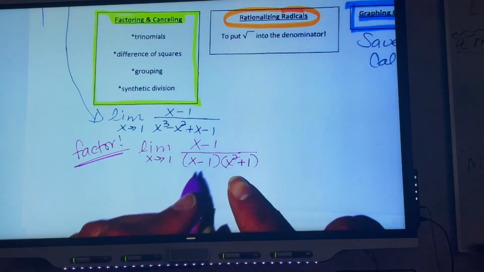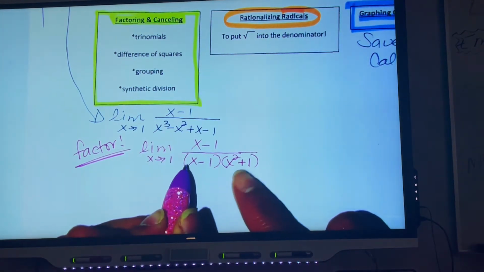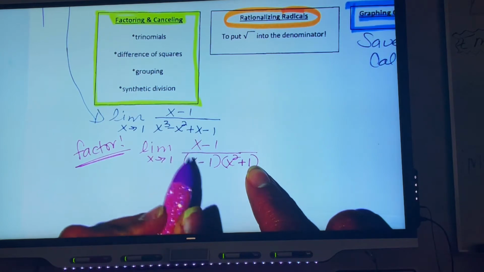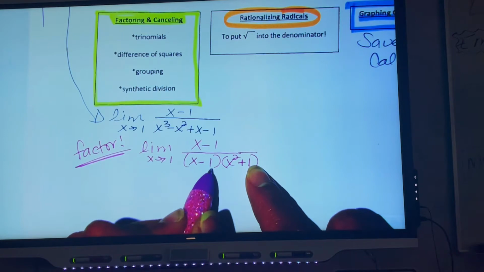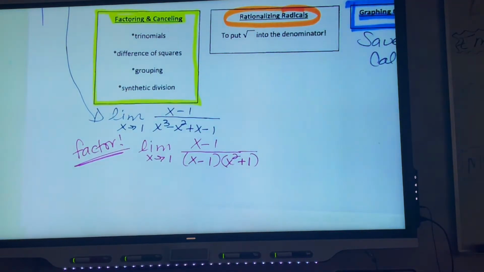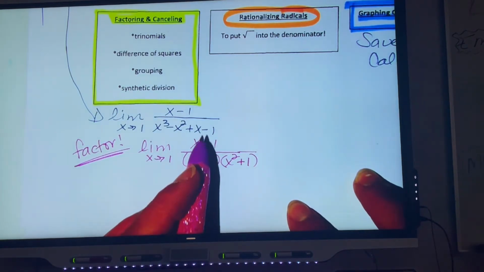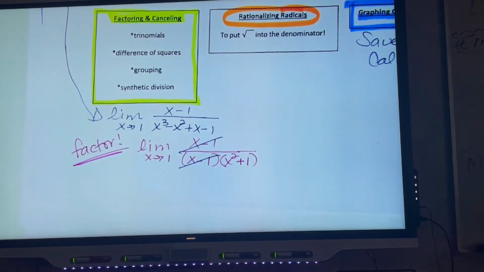Well, when we multiply it out, x times x squared is x cubed. X times 1, oh, there's my positive x. Negative 1 times x squared is negative x squared. And negative 1 times 1 is negative 1. So when we FOIL it out, it's going to work. That's the guess and check method. Now, if you want to do it the other way that we were doing all first semester, by all means. But this is going to save you some time because you already know that those x minus 1s are going to cancel. They divide out.